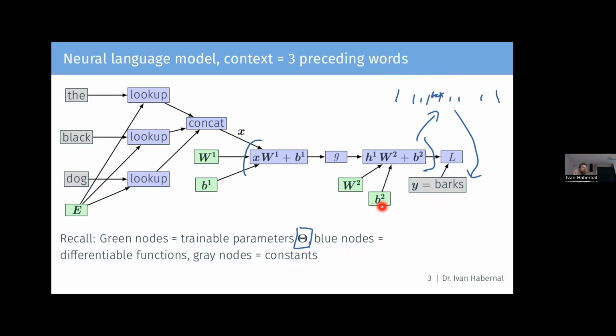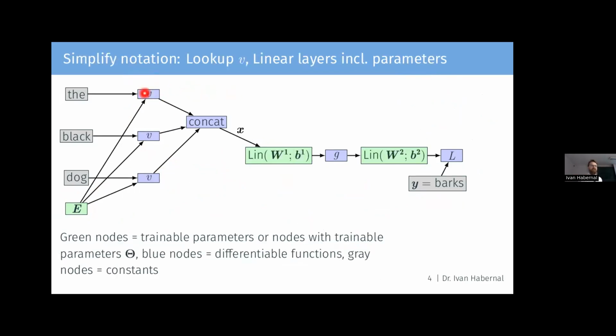Good. So we're gonna simplify a little bit because it's very clumsy. We're gonna first turn this lookup into something shorter, and we're gonna call it just V. It's a function which takes a one-hot encoding and produces the embedding. So this is just a lookup function. It's shorter and not so clumsy.